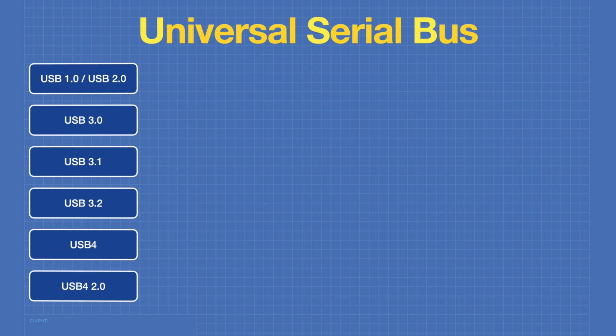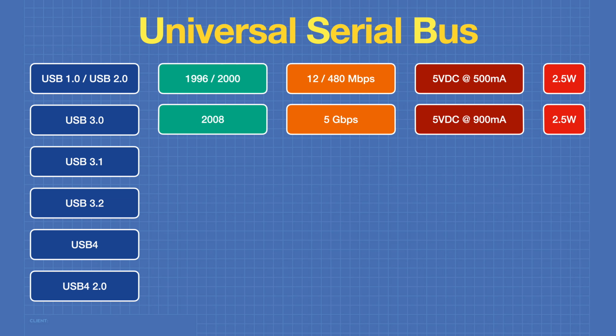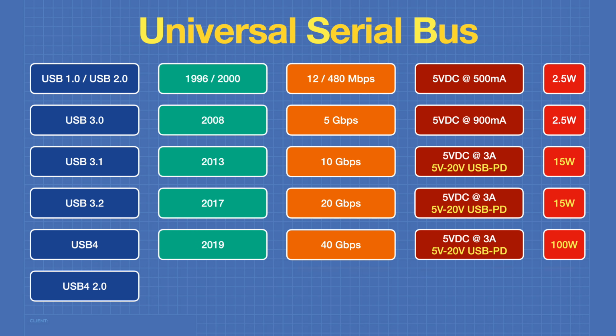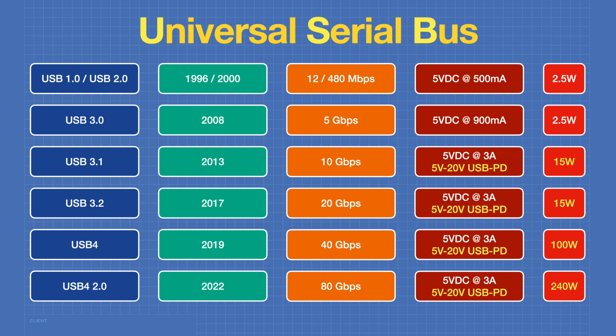Over the years, the USB standard has improved in both terms of data speed and power capability, and with USB 3.1, a new capability was introduced to provide voltages other than 5 volts and currents up to 240 watts with the latest version of USB. This is called USB-PD.